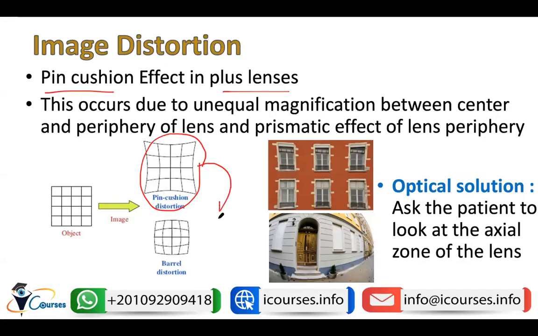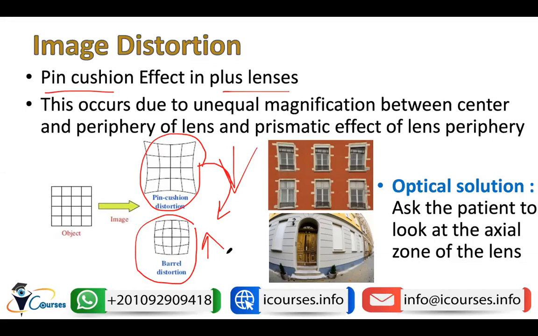On the other hand, the barrel distortion occurs with the minus lens. This will cause an increase in the visual field. So a pincushion distortion occurring in the hypermetropic lens will decrease the visual field, while the barrel distortion that occurs with the minus lens leads to an increase in the field.